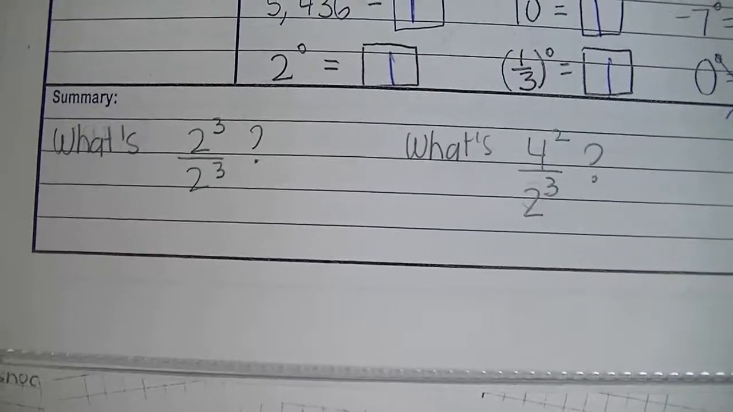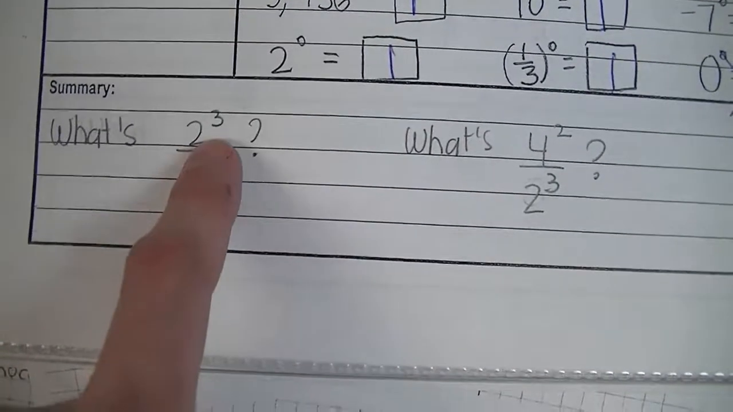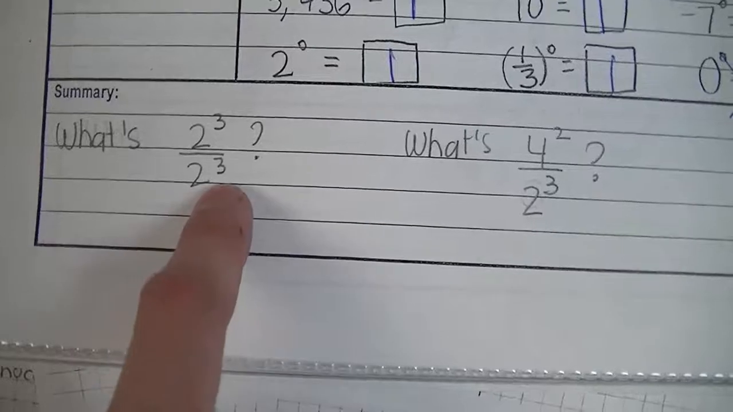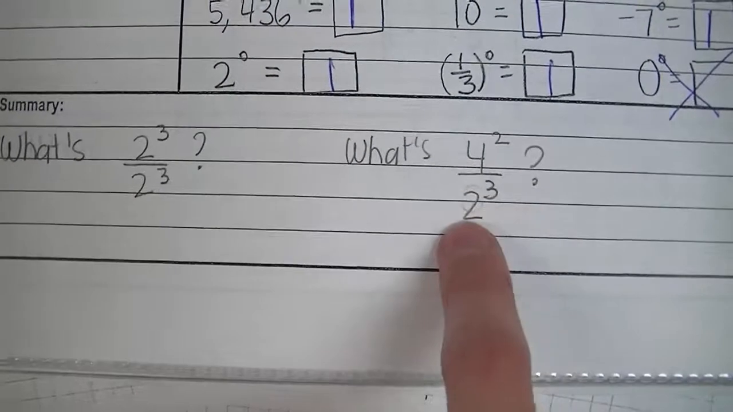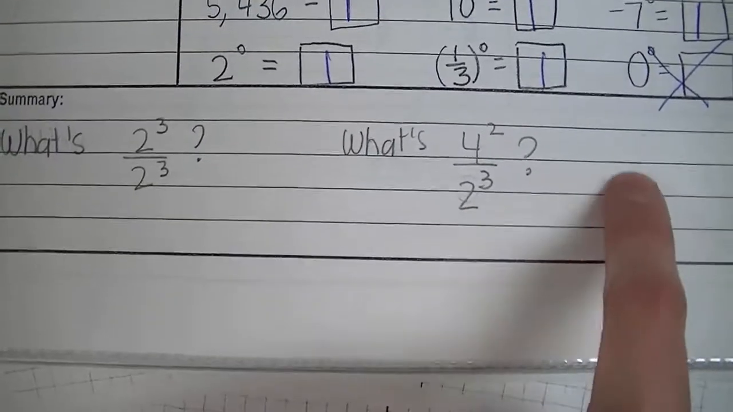Okay? For your summary, I want you to answer these two questions. What is 2 to the 3rd power divided by 2 to the 3rd power? Write your answer right there. And then what is 4 to the 2nd power divided by 2 to the 3rd power? Write your answer right there.